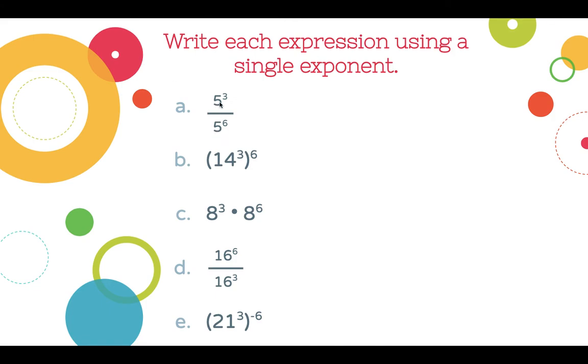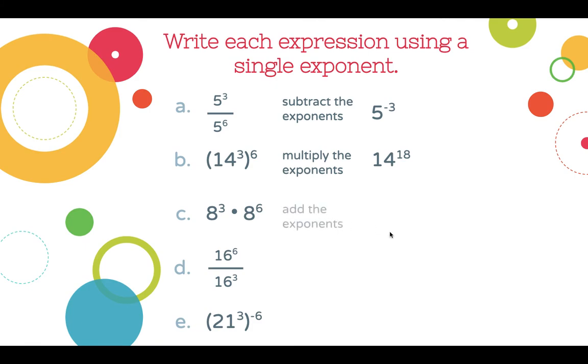All right, so let's do letter A. We have the same base, a 5, so we're dividing. So we have to subtract our exponents. 3 minus 6, so it'll be -3. So 5 to the -3rd. This one, we're power to power, so we're going to have to multiply our exponents. We'll keep our base, so 3 times 6 is 18, so 14 to the 18th power. This one we're multiplying, so we have to add our exponents. 3 plus 6 is 9, so 8 to the 9th power.